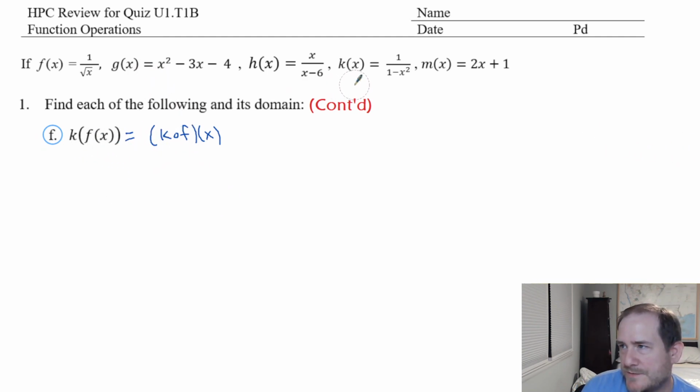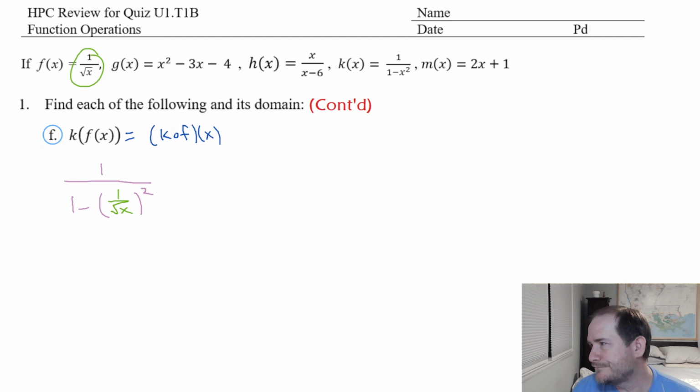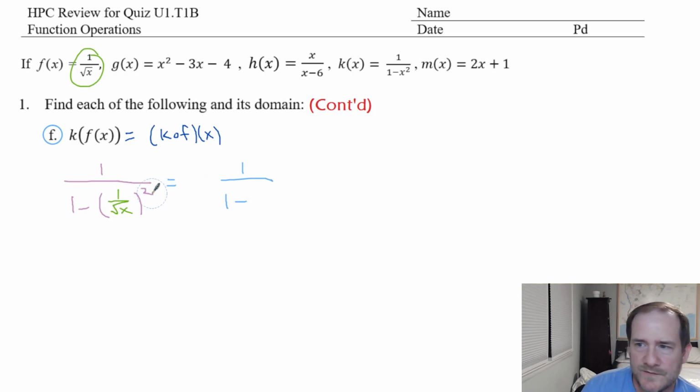So I'll take K as my outer shell. I get a 1 over 1 minus an X that is squared. I shall now take F, and I'll cram it in where the X used to be. So 1 over root X. All right, doesn't look so bad just yet. So this is 1 over 1 minus. Now from squaring this, I square the numerator, I square the denominator, I get 1 over normal X.